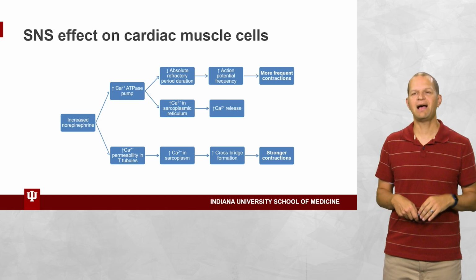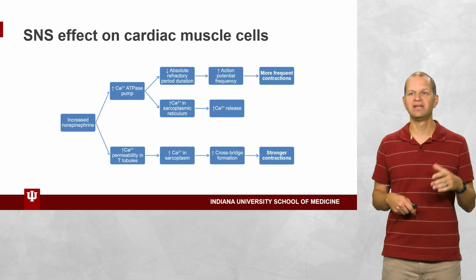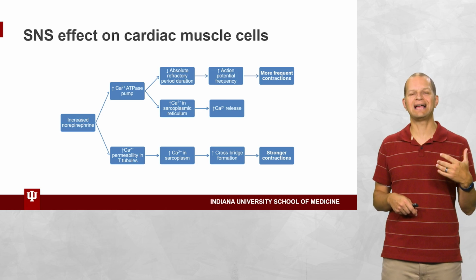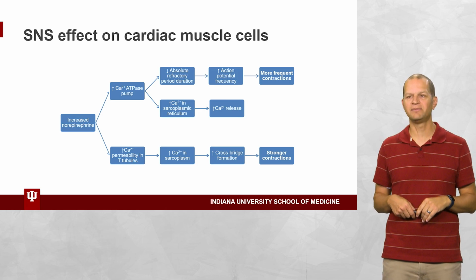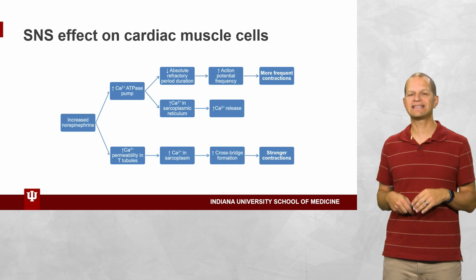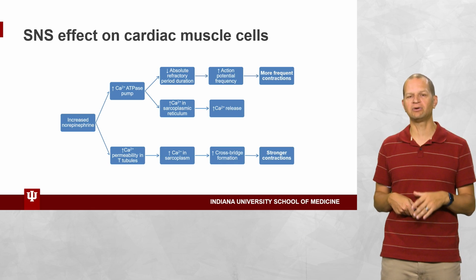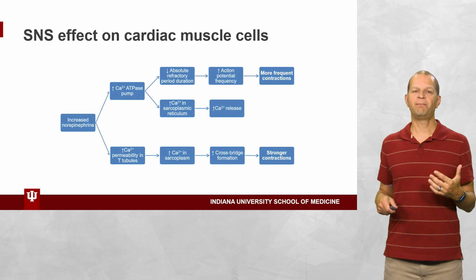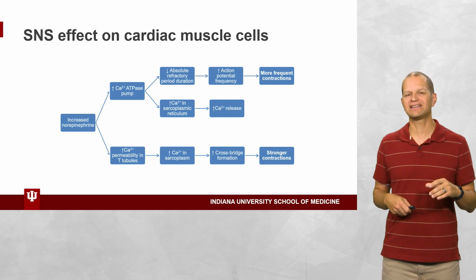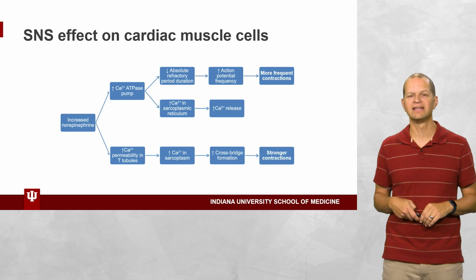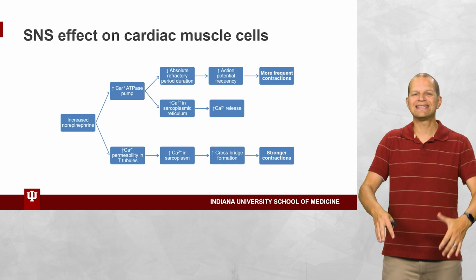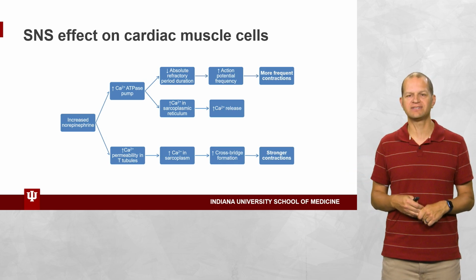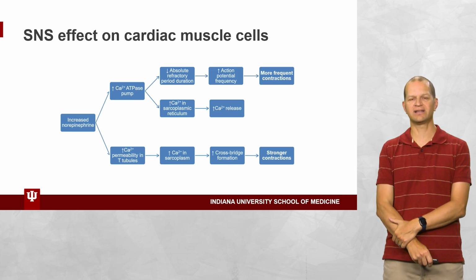And with more cross bridges, we get stronger contractions. Okay, if we go up to the top, we're going to increase the activity of that pump, which is going to increase the amount of calcium in the sarcoplasmic reticulum. This will lead to increased calcium release, and I probably should have an arrow going from calcium release to stronger contractions. The increased activity of the pump actually decreases the refractory period. And so as a result, we can increase the action potential frequency, leading to more frequent contractions.